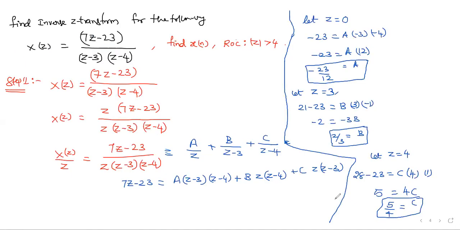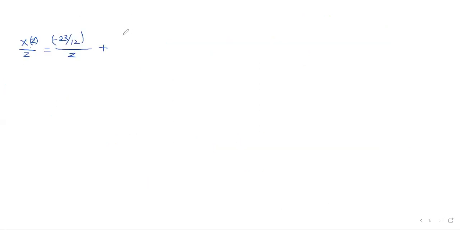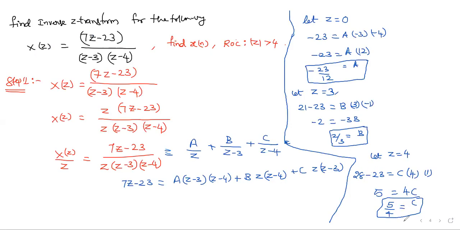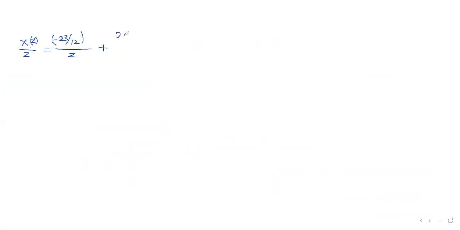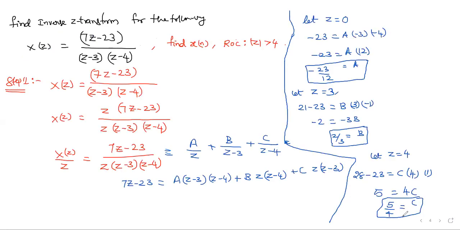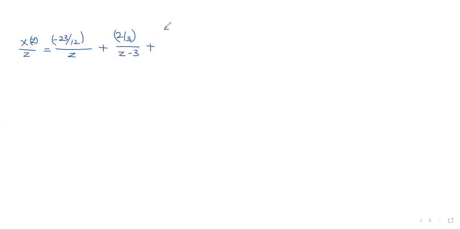Once you find those a, b, c values, you write X of z by z. So how much did you get? What is the a value we got? Minus 23 by 12 divided by z, plus b by z minus 3. What is the b value we got? The b value is 2 by 3, divided by z minus 3, plus the c value, 5 by 4, divided by z minus 4.